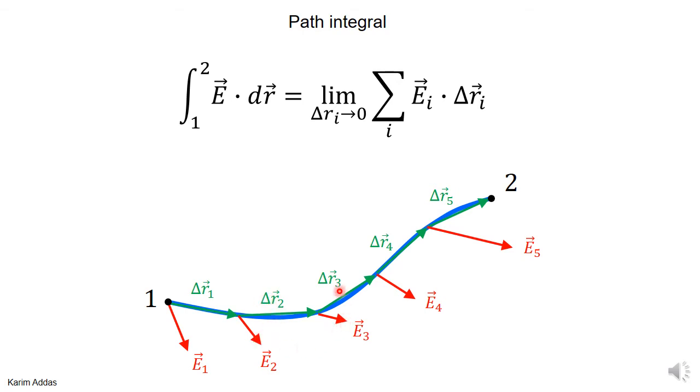You take E3 dotted into delta R3, you get a number. You take E4, you take the dot product with delta R4, you get a number, and so on. And then this integral is basically the addition of all these numbers, the sum. So in the end, when you calculate this path integral from point 1 to point 2 along this particular path, you're going to end up with a number, because you're adding this dot product plus this dot product plus this dot product plus this dot product plus this dot product, which gives you a number.